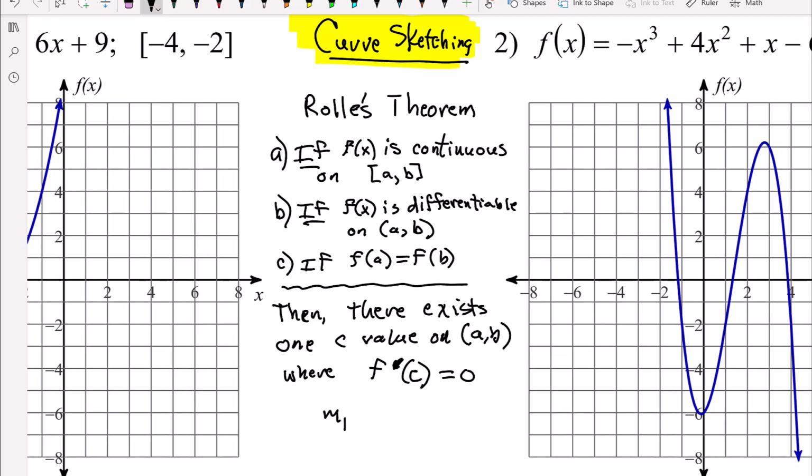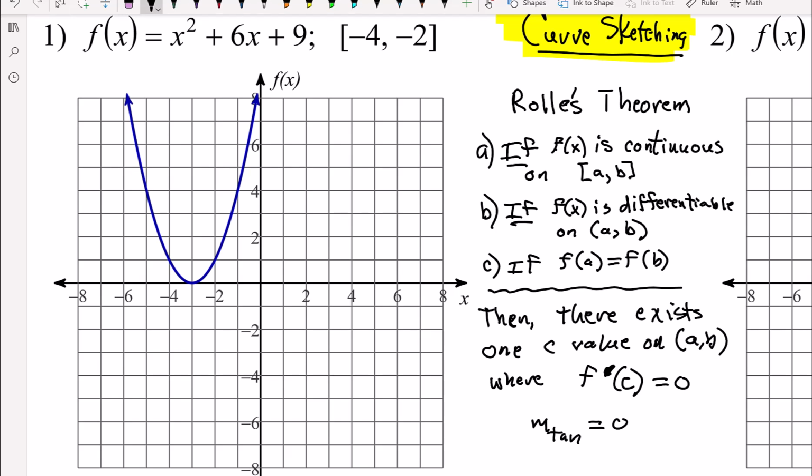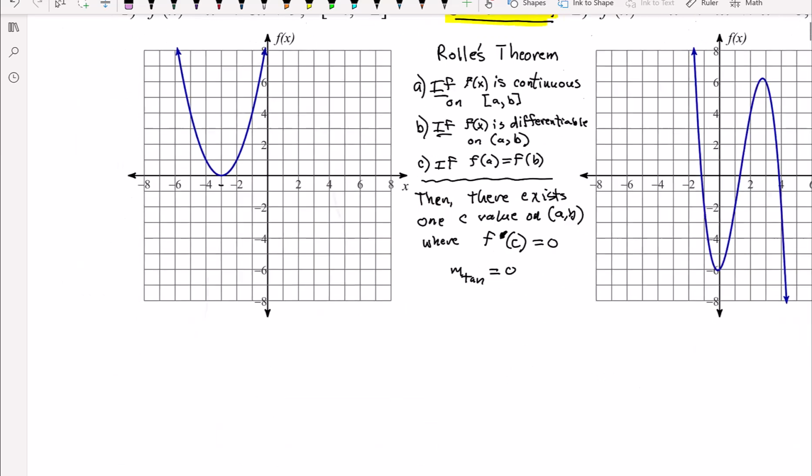The other way to say that is the tangent line will be a horizontal line. All right, so let's look at this example. Without doing the work, let's just look at it. At -4, we're at this height, and this is the interval, -4 to -2. On this open interval right there, there's this value of c where the slope of the tangent line will be 0.